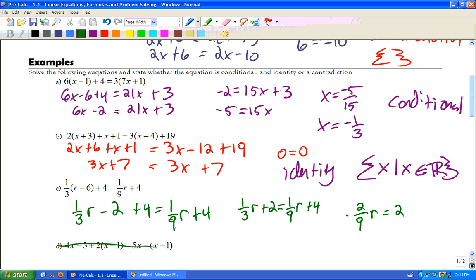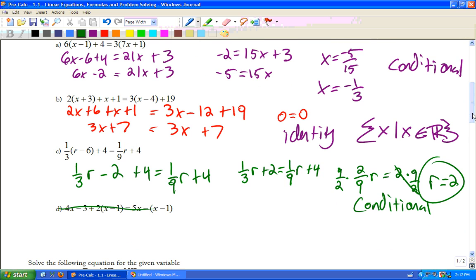Divide by 2/9, or you can multiply by the reciprocal of 9/2. See, the 2 goes away, and we get r equal to 9. That also means that this is a conditional equation. There's only one condition that can make it true, therefore it's conditional.